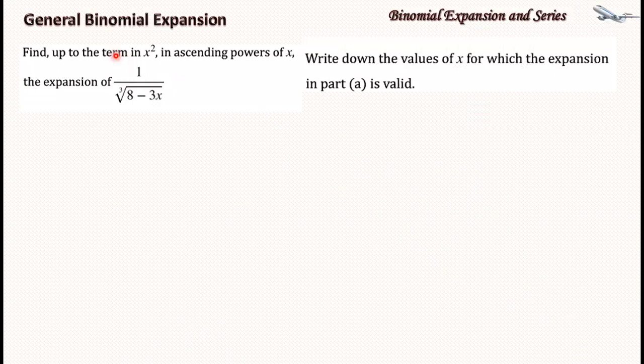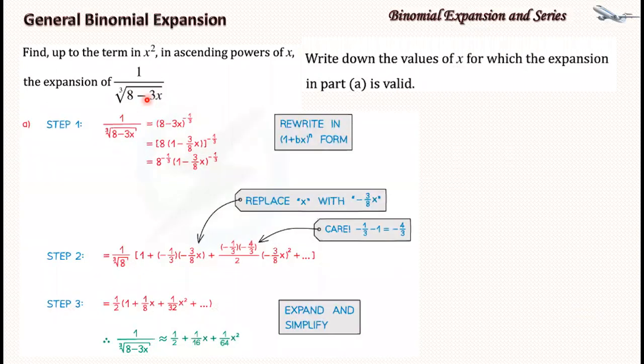So let's take an example. Find up to the term x squared in ascending powers of x for this expansion and write down the value of x for which the expansion is valid. So this one is the same as 1 over (8 minus 3x) all to the power 1/3, which is equal to (8 minus 3x) all to the power minus 1/3. This is it. So expand, it will become (8 minus 3x) all to the power minus 1/3.